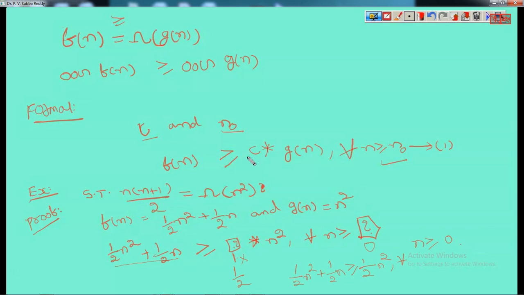Is it satisfying this inequality? Yes. What is the c value here? 1/2. What is the n naught value here? 0. Therefore c equal to 1/2, n naught equal to 0. Therefore, by the formal definition of big omega notation, n(n+1)/2 is big omega of n². Hence it is proved.